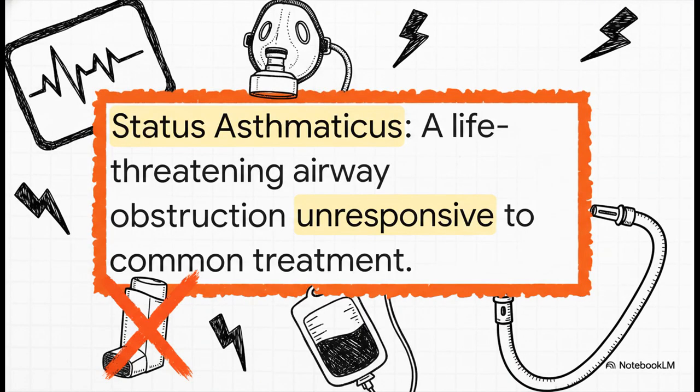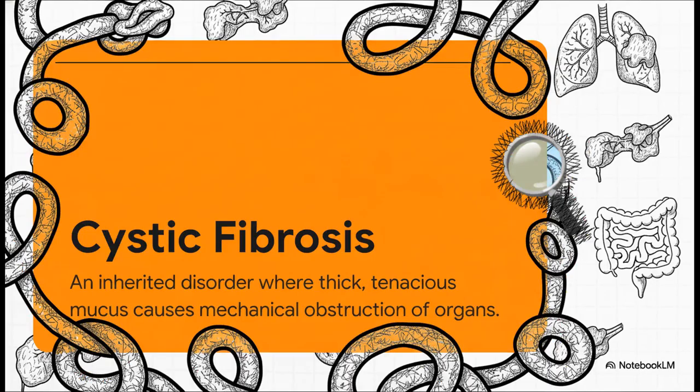And that leads us to the worst-case scenario for asthma, status asthmaticus. This is that terrifying situation where a severe attack just isn't responding to the usual treatments. As a nurse, your priorities are going to be continuous monitoring, giving high-dose nebulizers, IV steroids, and always being prepared for intubation. Okay, our next chronic condition is cystic fibrosis.